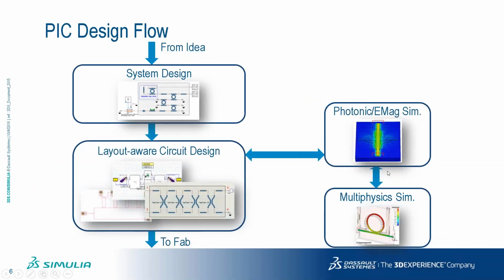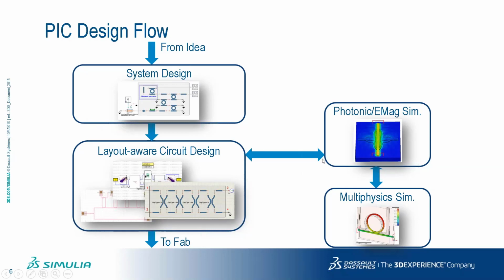And then our workflow looks a little bit more like this, where you have 4 boxes instead of 5. You would start out with your system design, and I've just added some screenshots here of typical views you might see on your screen during each phase. Then you have the layout-aware circuit design, where you take the circuit behavior into account as well as the influence of the layout. And during that stage, you will very often interact with the photonics or Maxwell simulation, and also possibly dive into the multiphysics simulation.